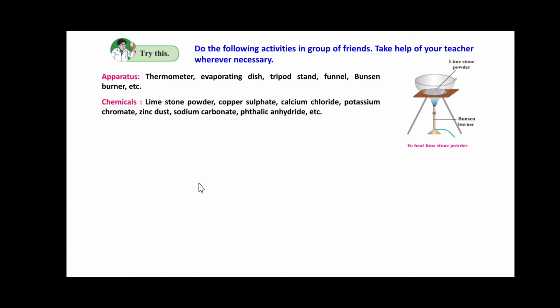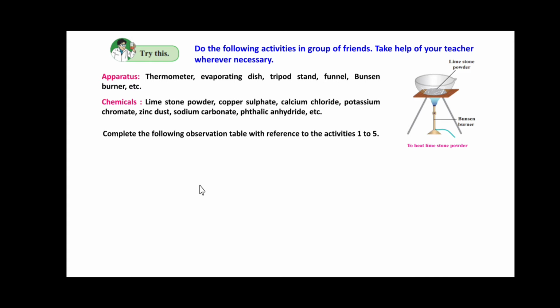Chemicals that are required are limestone powder, copper sulfate, calcium chloride, potassium chromate, zinc dust, sodium carbonate, then phthalic anhydride, etc. You have to carry out these activities that we are going to discuss now, 1 to 5. Read the record temperatures and activities and fill the table. Observation table you have to complete.